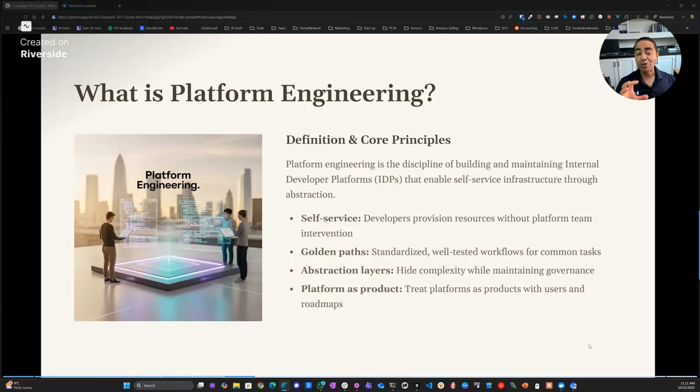So the definition, core principles are very close to DevOps, but there's a spin to it. Platform engineering is the discipline of building and maintaining internal developer platforms that enable self-service infrastructure through abstraction. What does that mean? So we want the developers to be self-sufficient and have a self-service portal. They just, like I said, put in a few parameters, fill out a form, click a button, they get what they need, right? So it needs to be self-service, and we don't have to worry about submitting tickets and getting the platform engineering or the DevOps team bothered with that.